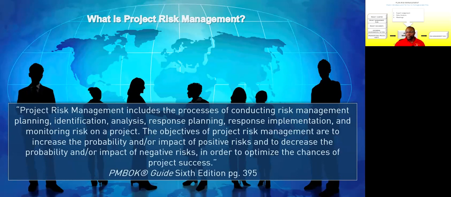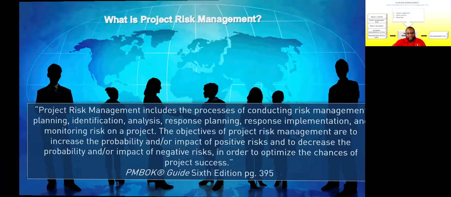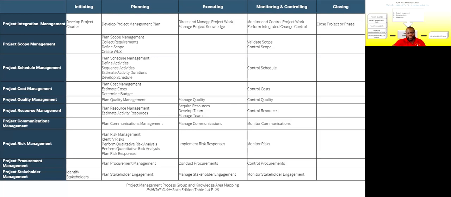The objectives of project risk management are to increase the probability and/or impact of positive risks and to decrease the probability and/or impact of negative risks in order to optimize the chances of project success. Take a look at the breakdown. We've got 7 processes here. It's quite a lot of stuff. I want to really encourage you to go back and read every one of these. But we have 5 here in planning, 1 in executing, 1 in monitoring and controlling. You got to get the names straight.